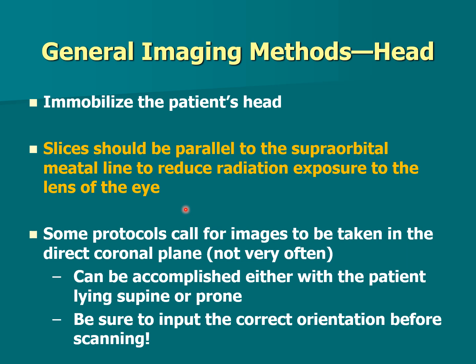Some protocols may call for images to be taken in the direct coronal plane. I added, your book didn't say this, not very often or never, because we can do multiplanar reformation in any plane or an oblique plane, and if our voxels are cube shaped, we do not lose any resolution. They're just as good as the original axial images. So we have the ability to reformat those in a different plane. And so I don't know that we ever do those in the direct coronal plane anymore. In my early days of CT, when our reconstruction algorithms were very poor, we did images in a direct coronal plane.